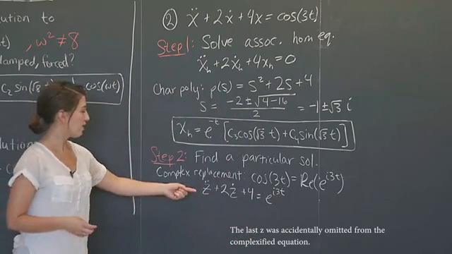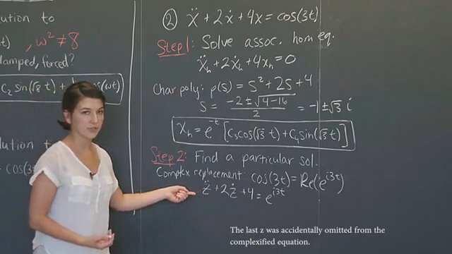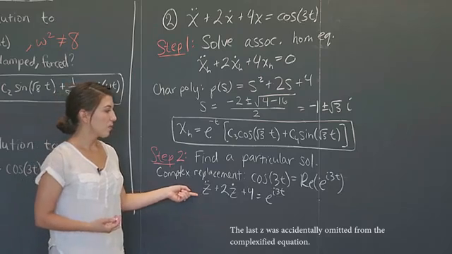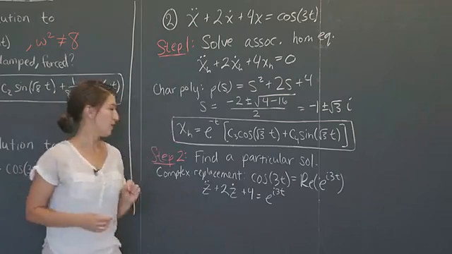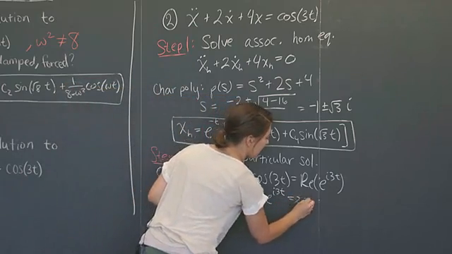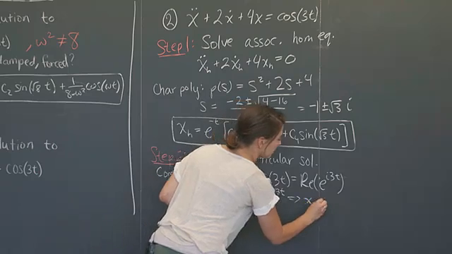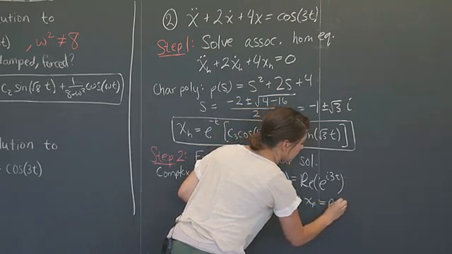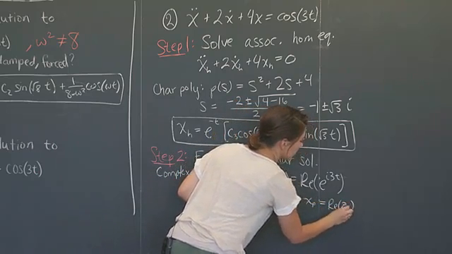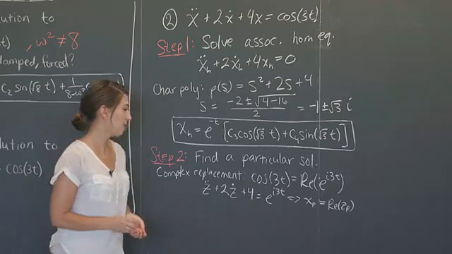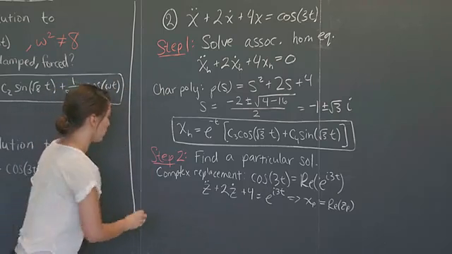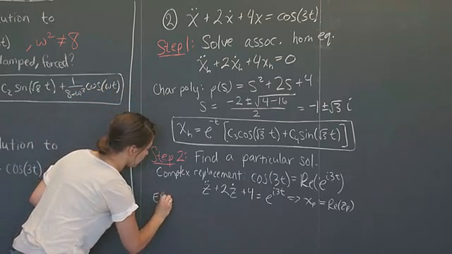Now we're going to solve this equation and find a particular solution for z. Then we'll take its real part, which will give us a particular solution for this equation. So x sub p, our particular solution, is going to be equal to the real part of z sub p, where z sub p is a particular solution to this equation. To find z sub p, we're going to use the ERF.